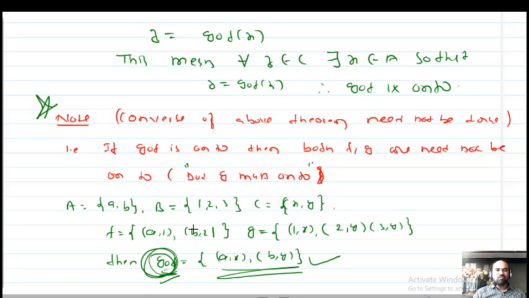Here g circle f is onto, but what happened? g is onto only, but f is not onto. Observe, the range is {1, 2}, but the codomain is {1, 2, 3}, which means f is not onto. g is onto and g circle f is onto. So if g circle f is onto, these two need not both be onto, but g must be onto. In this way you can give examples. These are called counter examples. To disprove a theorem, sometimes you can use examples. Those are called counter examples.